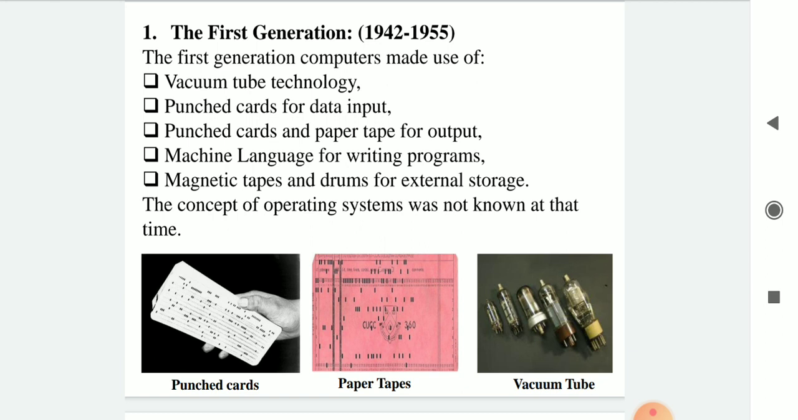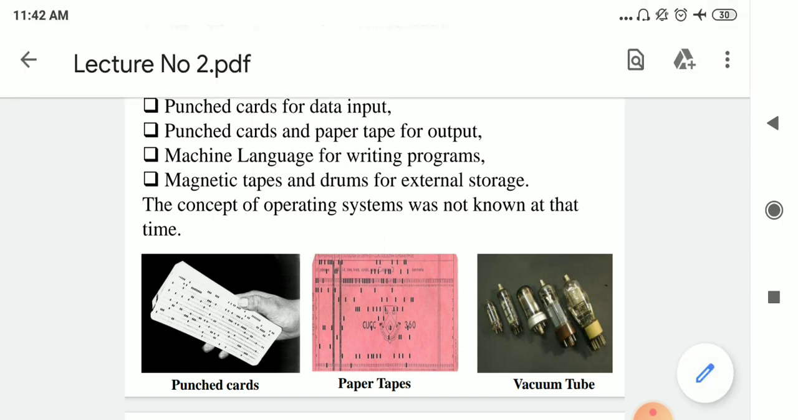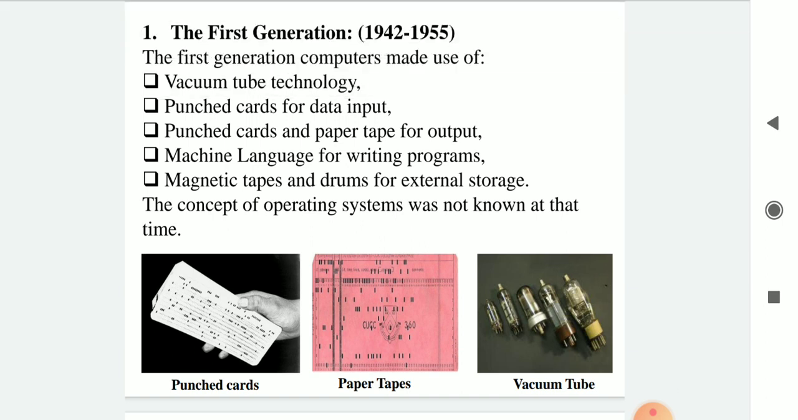The concept of an operating system was not known at that time. Each computer had a different binary code program called machine language that told it how to operate. Punch cards are shown in this slide, and paper tape is shown in the PPT. A vacuum tube is also shown in that PPT. As you see, the size of the vacuum tube is large, so the size of the processor was also large.